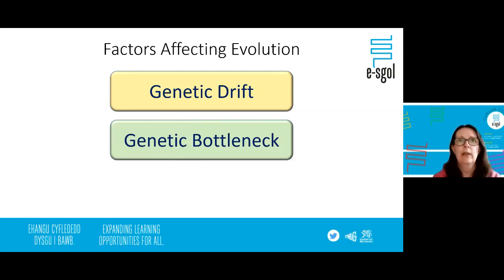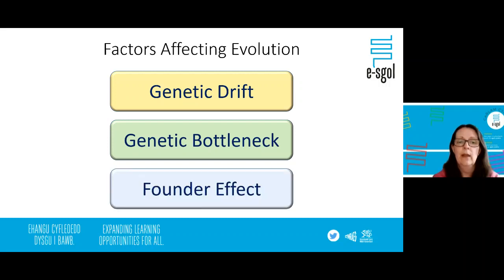Secondly, there's this idea of a genetic bottleneck, and this happens when a population is reduced very quickly, and this affects the size of the population and also the variation within that population. So if the population is reduced due to perhaps an environmental change, then that can lead to what we call a genetic bottleneck. So think of a bottle which is narrower. So that means that the population is affected and has a lower amount of variation.